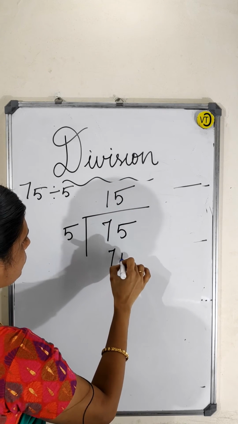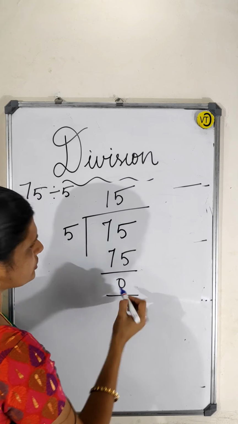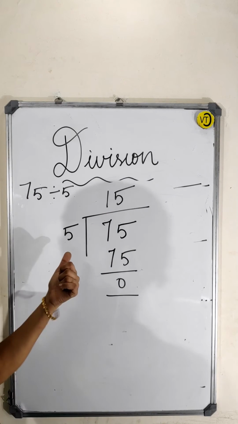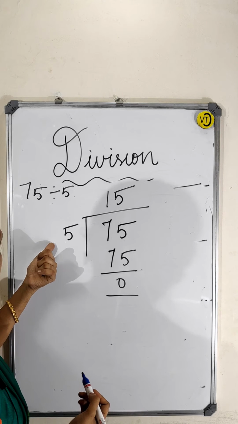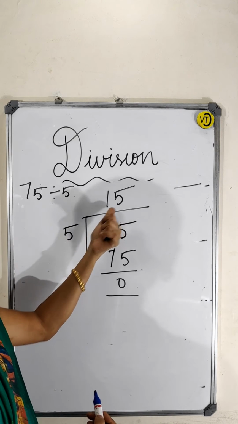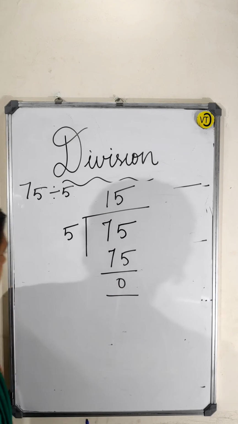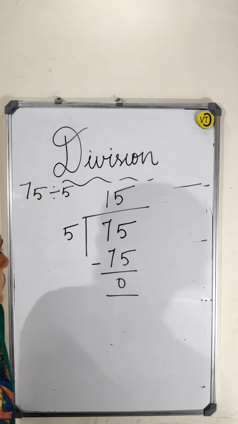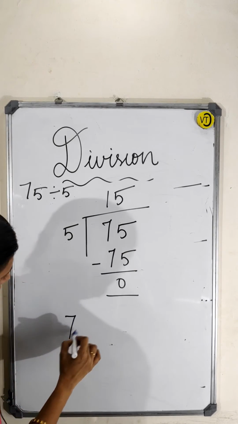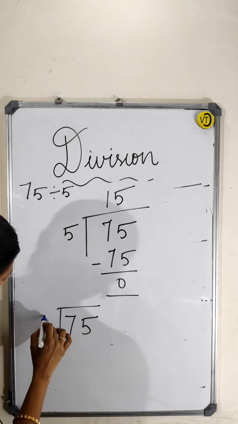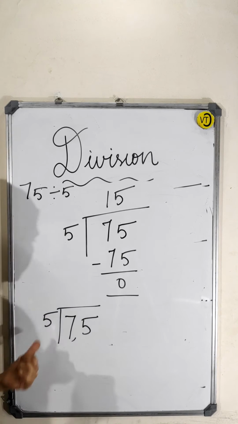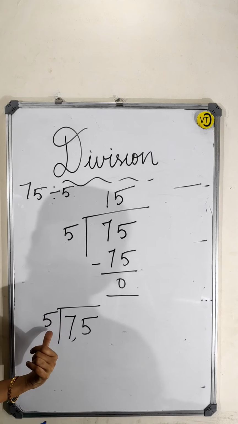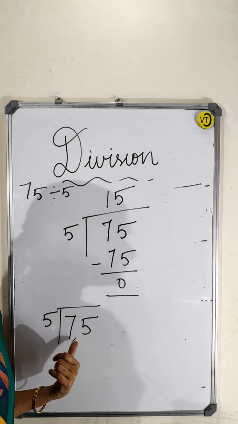15 into 5 is equal to 75. This way also you can do if you know the 5 table, right? Yes, 15 into 5 is equal to 75. You have to subtract it. Otherwise there is one more method. 75 divided by 5: first you take the 7, because this 5 is less than this 7.